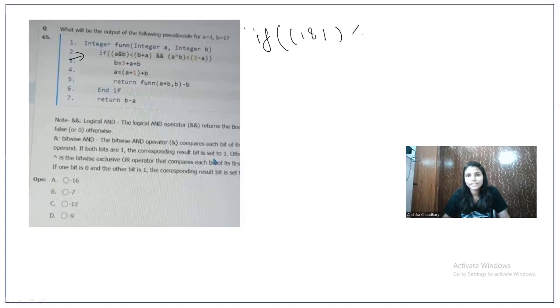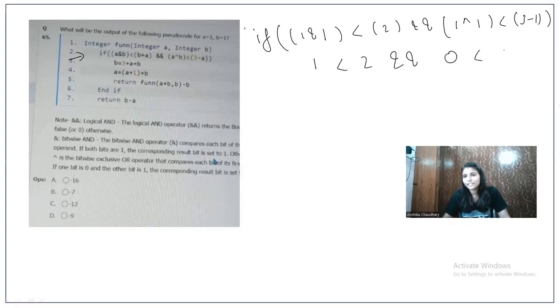Alright. Now A is less than B plus A. 1 plus 1 will become 2 only. And this is the logical AND. And A XOR B, that means 1 XOR 1 is less than 3 minus A. That means 3 minus 1. Right. Now 1 AND 1 will become 1 only, is less than 2. And 1 XOR 1 will become 0, is less than 2. Right. So 1 is less than 2.